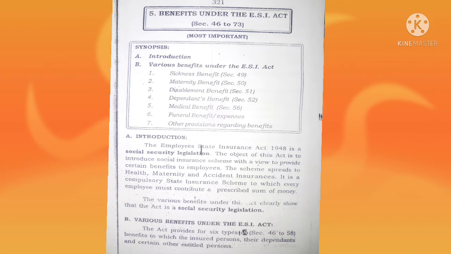So let us discuss the various benefits under this ESI Act, friends. The Act provides for 6 types of benefits, sections 46 to 58. Benefits to which the insured persons, their dependents and certain other entitled persons only. That is very important. An employee can claim benefits, and their dependents like father, mother, wife and children can also claim benefits. That is very important.